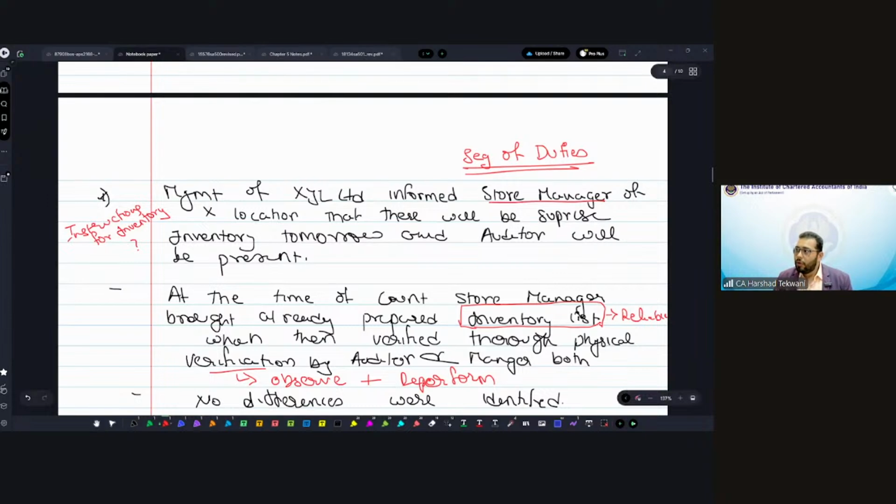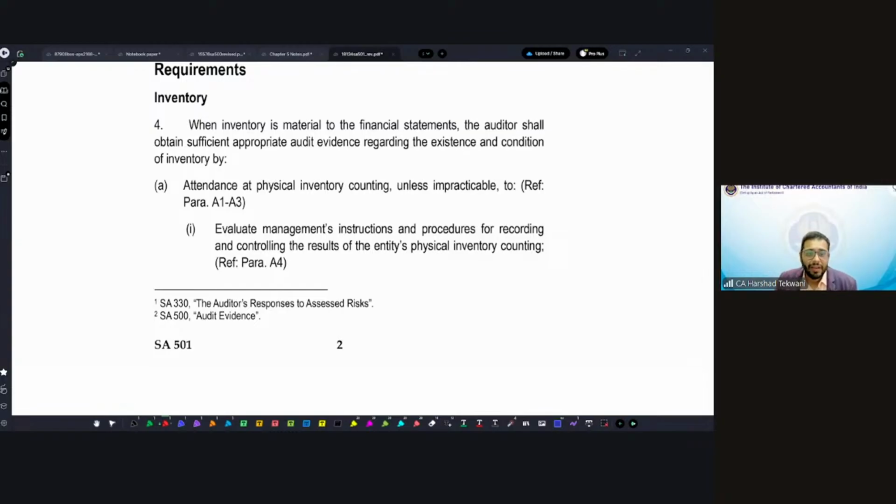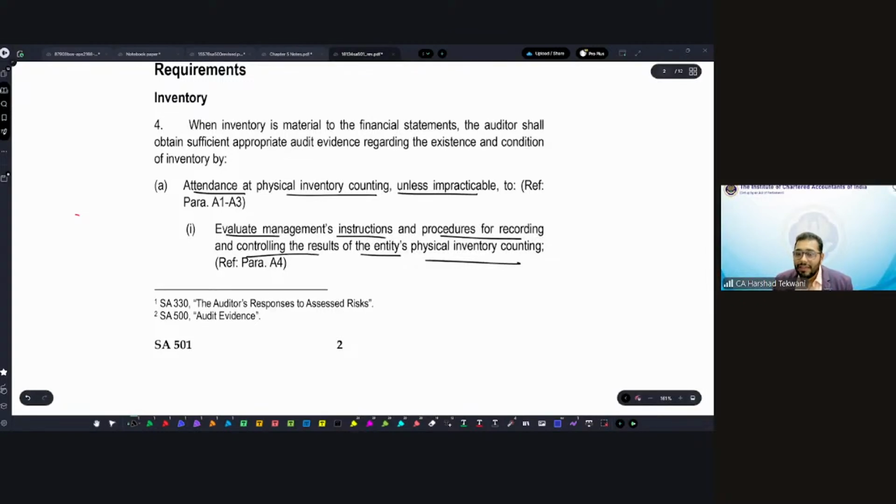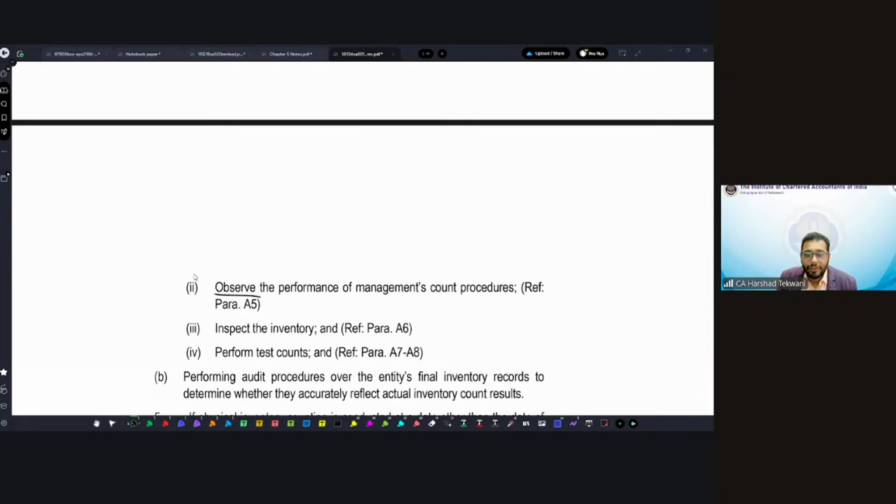If I talk about existence and condition, the first thing is to validate the physical inventory count. If you attend the physical inventory count, that is perfectly fine. Then if it is not feasible or is impracticable, go for the controls. Think of the controls. Now the control is to evaluate management instructions and procedures for recording and controlling the results of the entity's physical count: how the physical count is conducted, and what are the ways it is conducted. Then you may observe the performance of the physical count.